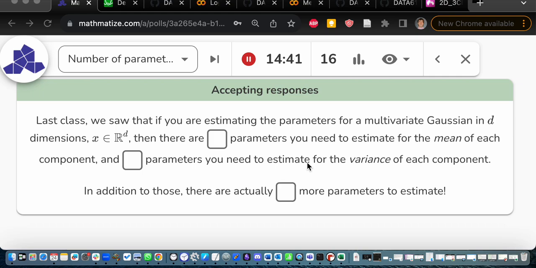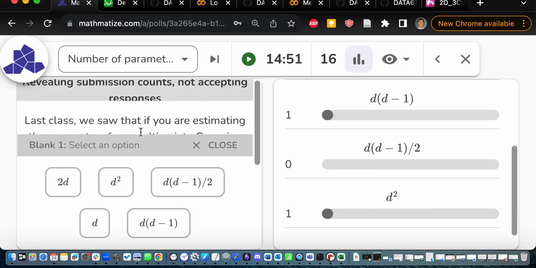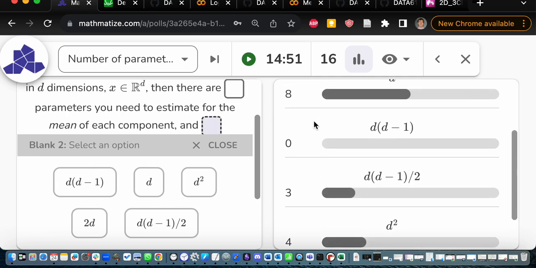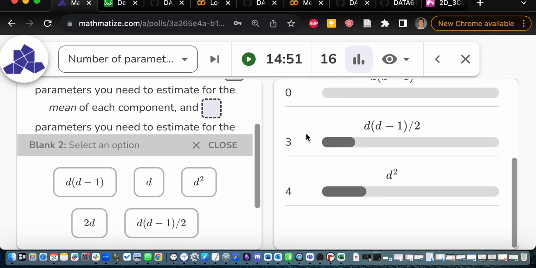So last class we said there were d parameters for the mean and d parameters for the variance, one for each component. And how many more are there? Let's see what you guys said. So first of all, did everybody get D? Yes, most people got D. Okay, good. Almost everybody got D for the second parameter. What else did people put?